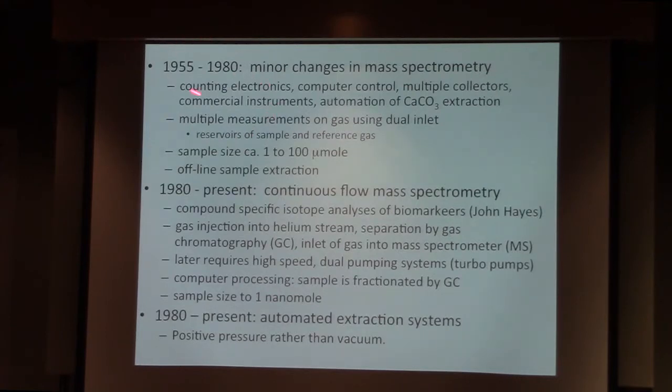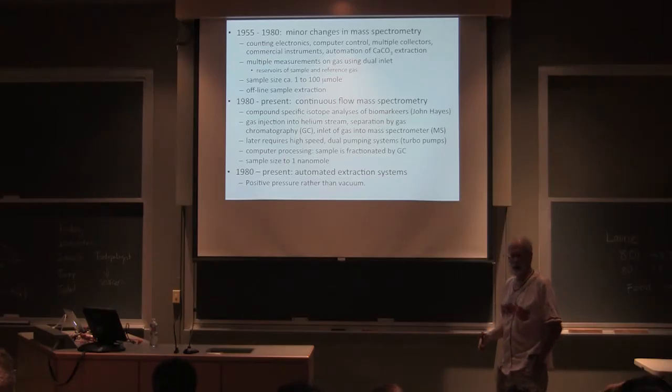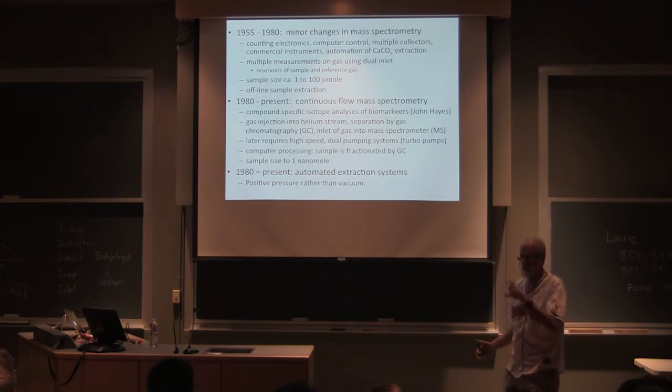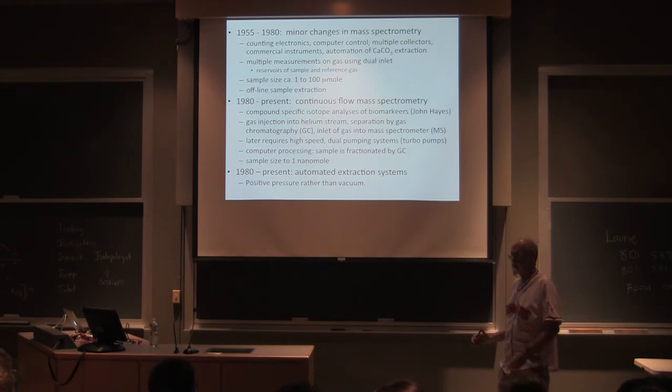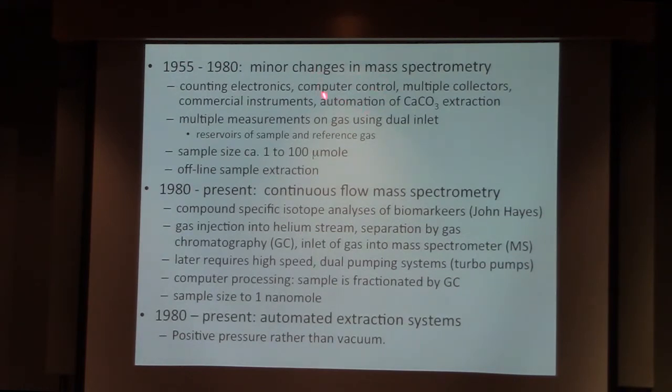Now quickly, from 1955 to 1980, there were actually very minor changes in mass spectrometry. The counting electronics got better. Actually, we got transistors. The first mass spectrometer I had had big vacuum tubes, which just generated an enormous amount of heat and was terrible on things. We got computer control. We actually had the beginning of automation of calcite. And here's our sample size. Everything was done with offline extractions.